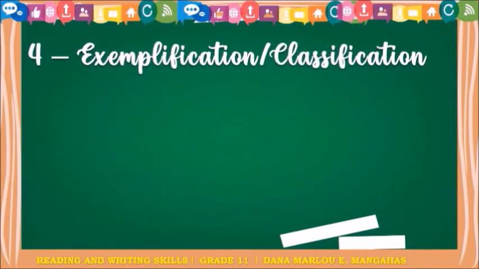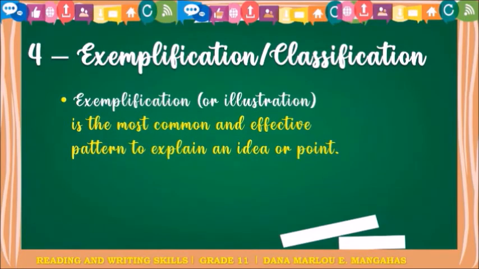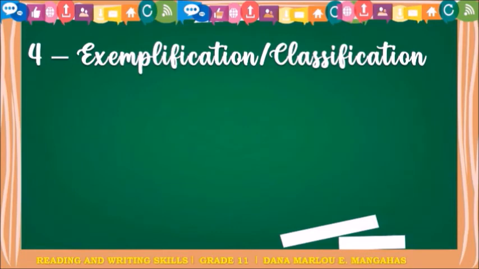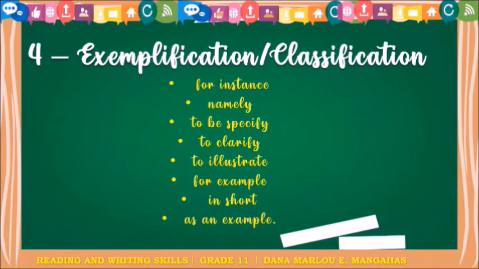Fourth is exemplification and classification. Exemplification or illustration is the most common and effective pattern to explain an idea or point. In developing this kind of paragraph, the writer develops a general statement, the topic sentence, with one or more examples to support it. Here are some transitional expressions in writing effective exemplification paragraphs.